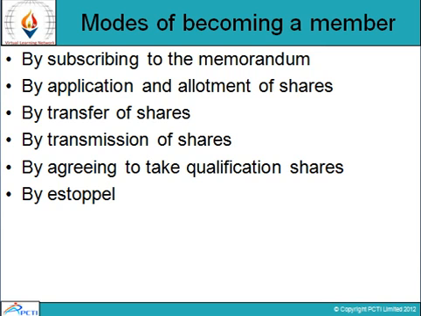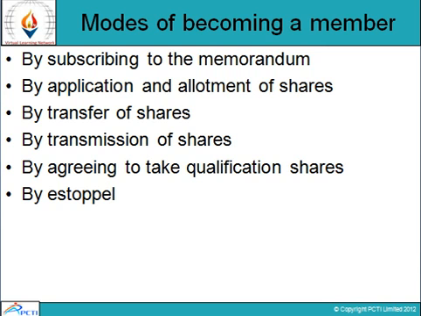Third, by transfer of shares. You know that the shares of a public company are freely transferable. A person must buy shares in the open market and get those shares registered in his name. On the registration of transfer of shares, the transferee becomes a member of the company. Fourth, the transmission of shares. A person may become a member by operation of law, that is, by transmission. On the death of a member, his legal representatives have the right to get the shares of the deceased member registered in their names. No instrument of transfer is necessary in this case.